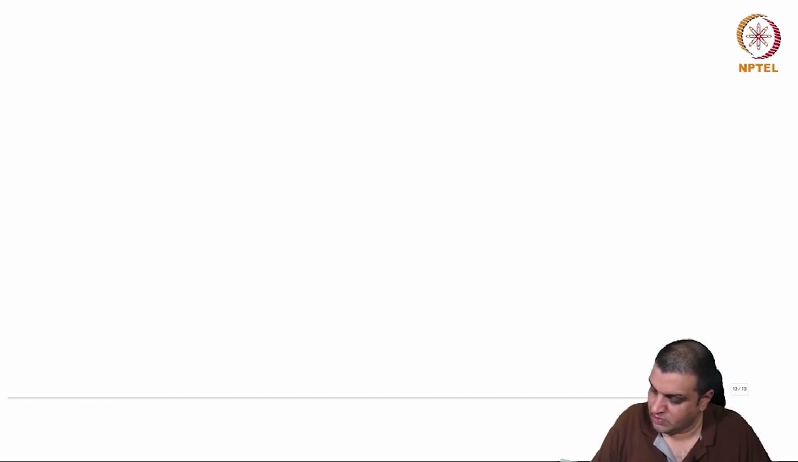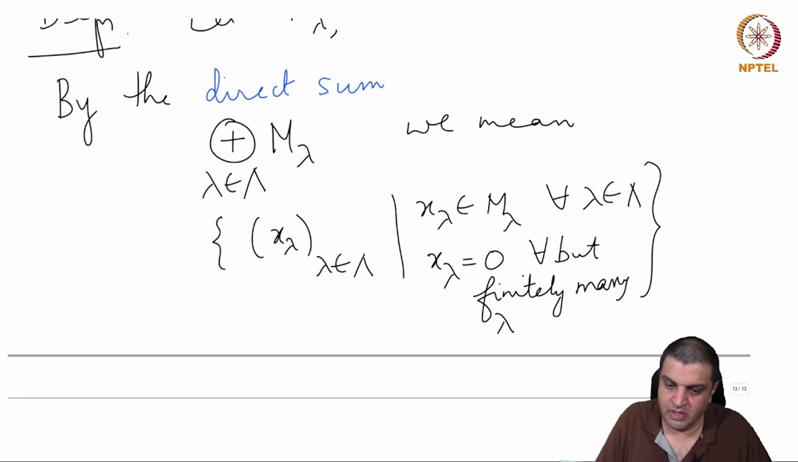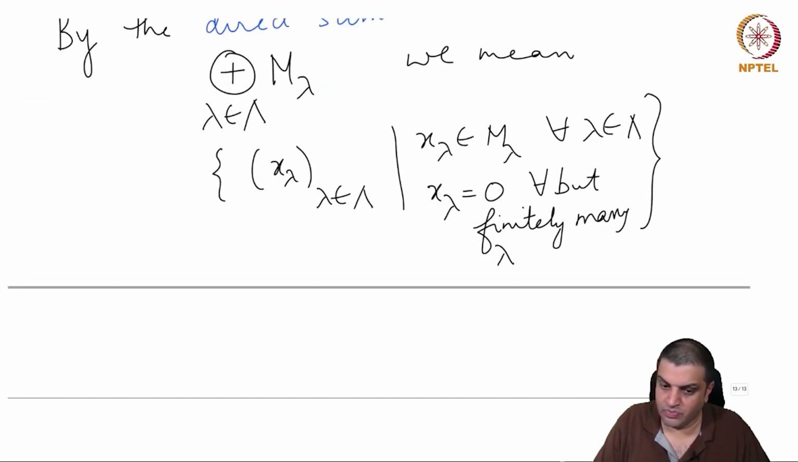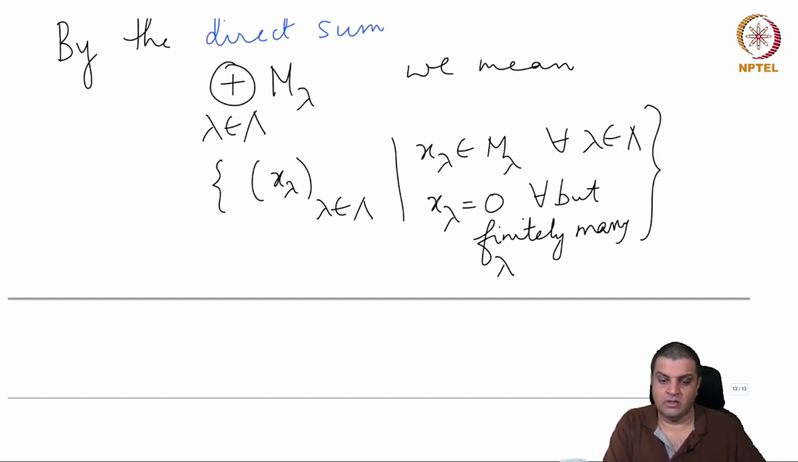Sorry, let me just restate. By the direct sum, we mean the set which is really just a long sequence, as many as there are elements in Lambda, but don't take arbitrary elements everywhere. Take with this condition. At the lambda coordinate, you take an element from M_lambda subject to this condition.